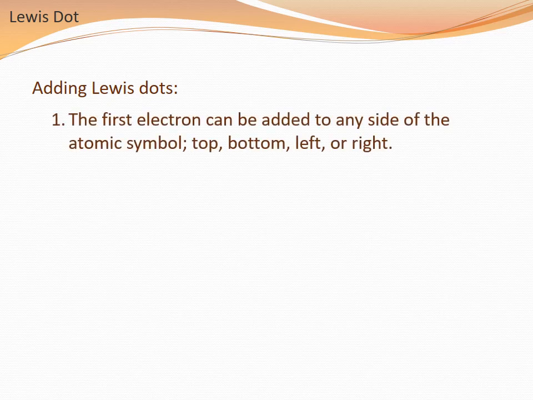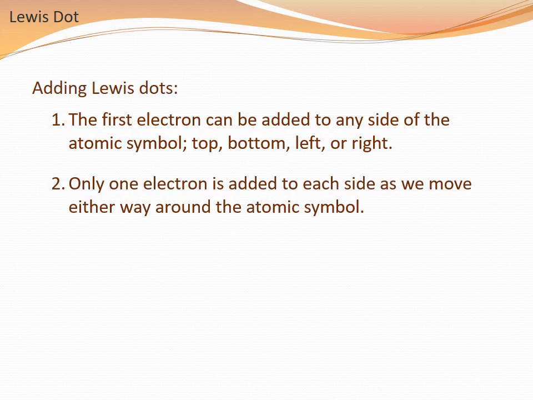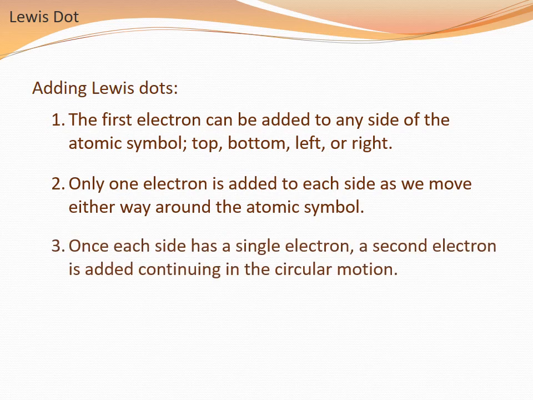Now in Lewis dot, the dots represent electrons. And when I'm adding Lewis dots, or if I'm adding electrons to the symbol, this is the order that we follow. The first electron can be added to any side of the atomic symbol. So we can either start on the top, bottom, left, or right. Only 1 electron is added to each side as we move either way around the atomic symbol. So you can add dots going in a clockwise fashion or a counterclockwise fashion. It really doesn't matter. And 3, once each side has a single electron, a second electron is added, continuing in that circular motion.